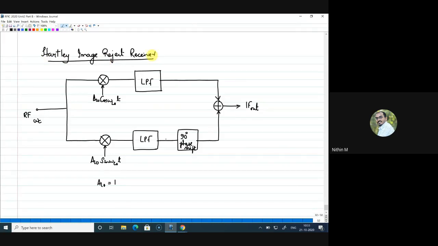Let me just mark the components. We'll do a mathematical analysis also after this graphical analysis. Say this is x of t, and here you will get the in phase signal and in phase image components. Here will be your I signal and I image.